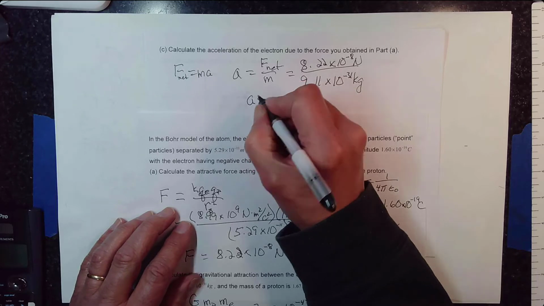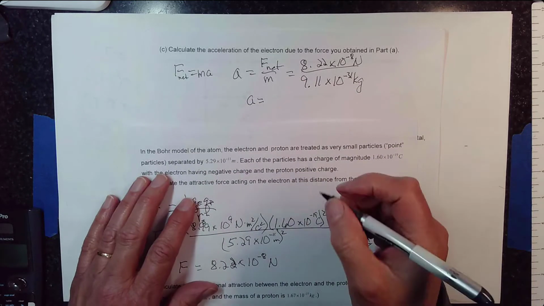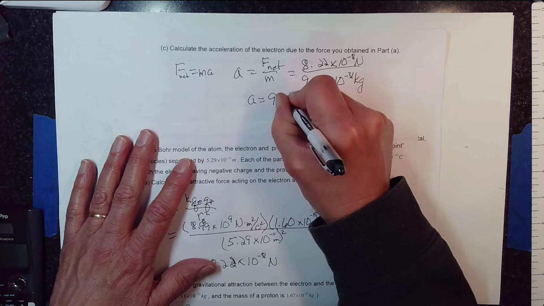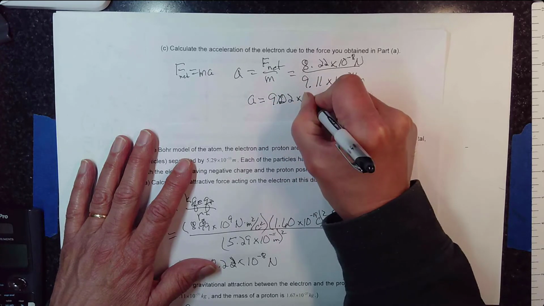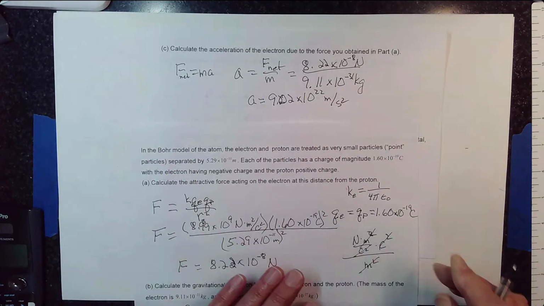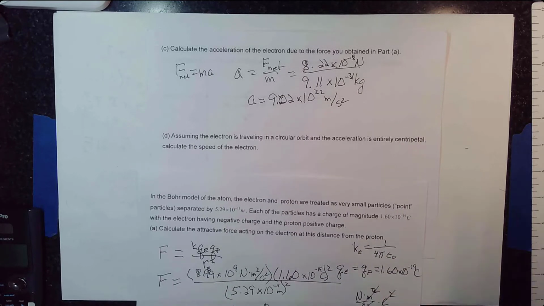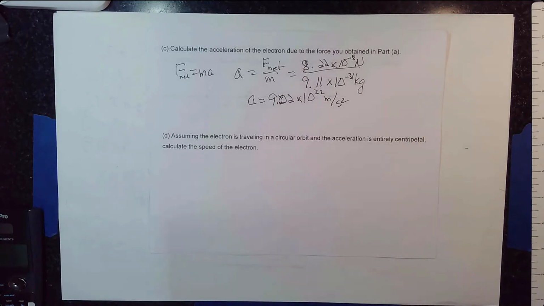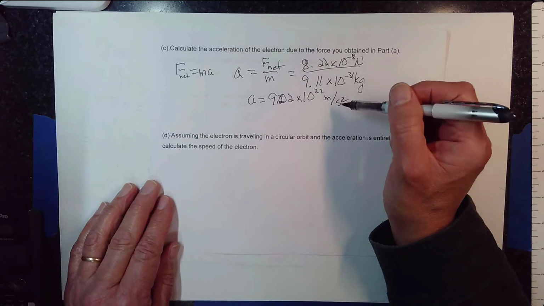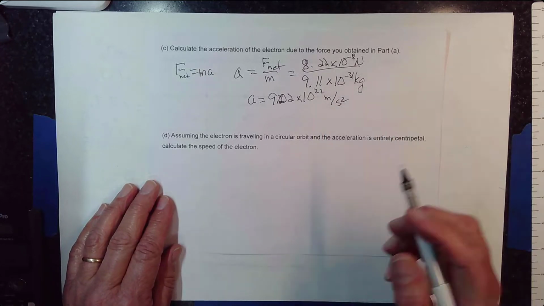And you get a fairly large acceleration here. It ends up being 9.02 times 10 to the 22nd meters per second squared. So quite a large acceleration on the electron there. In fact, if a human experienced an acceleration like that, it would turn us into a puddle pretty much. We are not designed to withstand those sorts of accelerations.